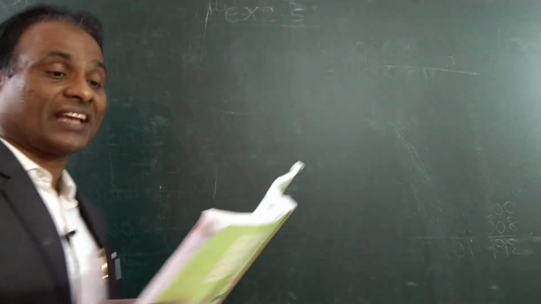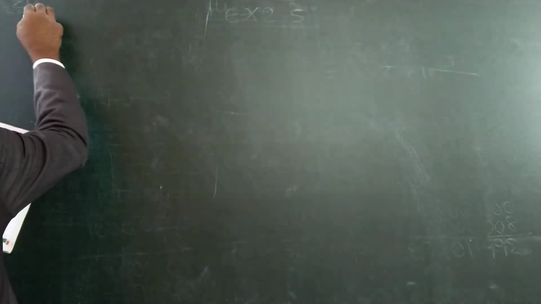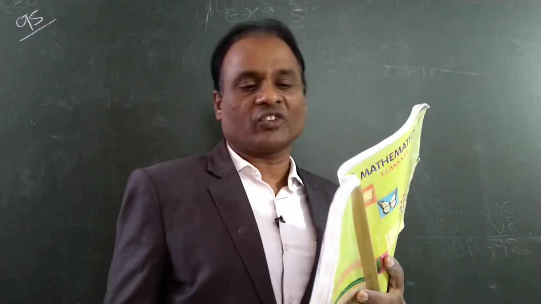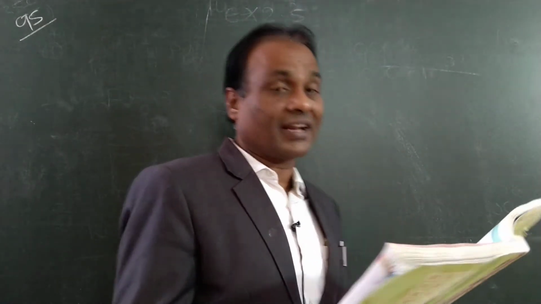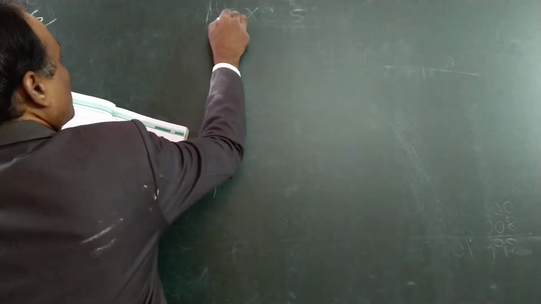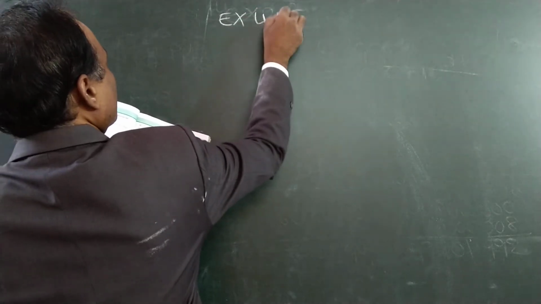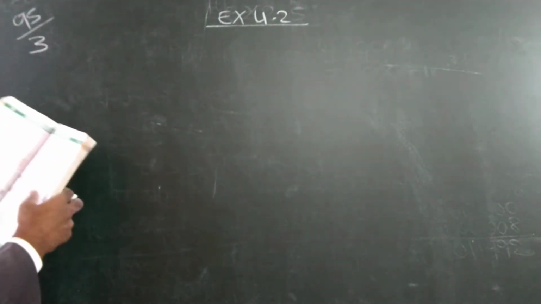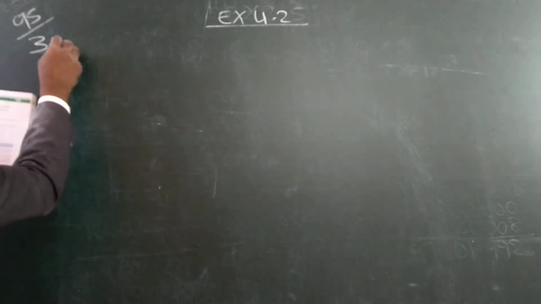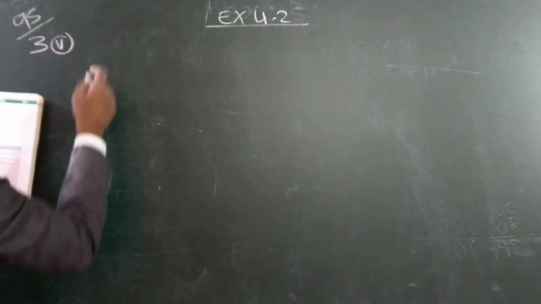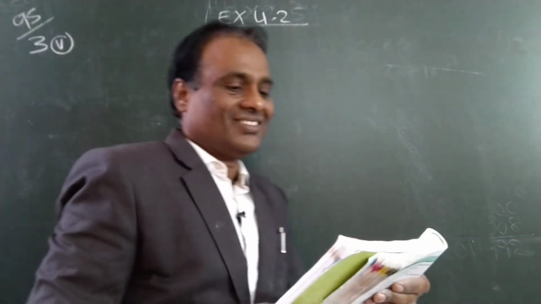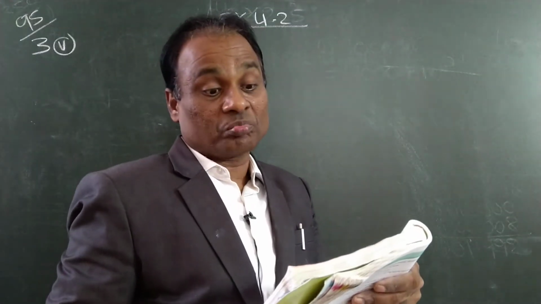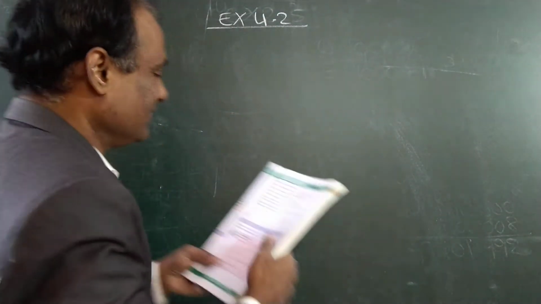All of you open the textbooks, students, page number 95, exercise 4.2. Exercise 4.2 we completed up to 3 bits. So the 3rd, 5th bit: charge of an electron is, write down that number.